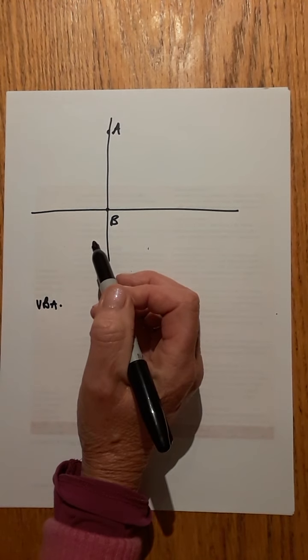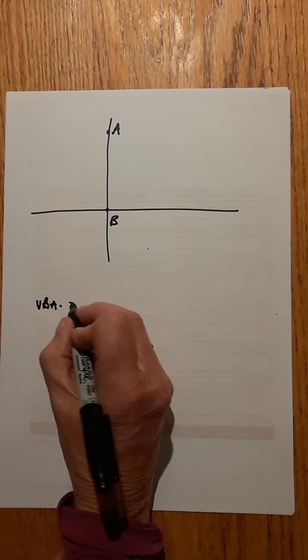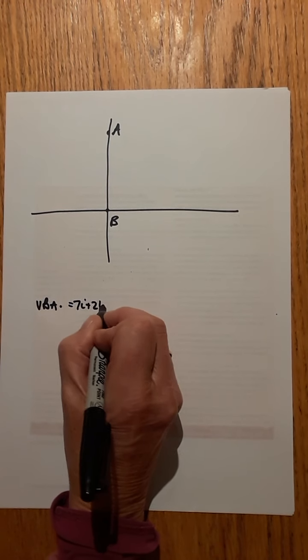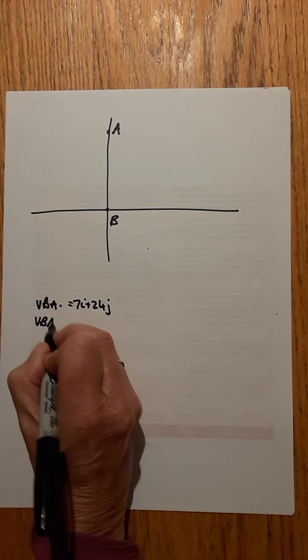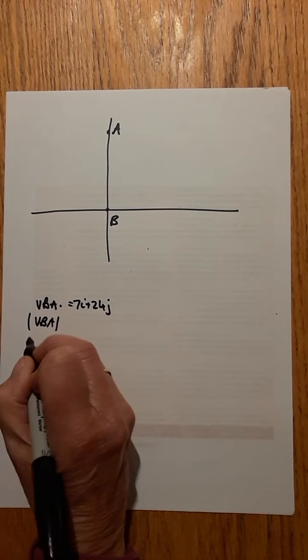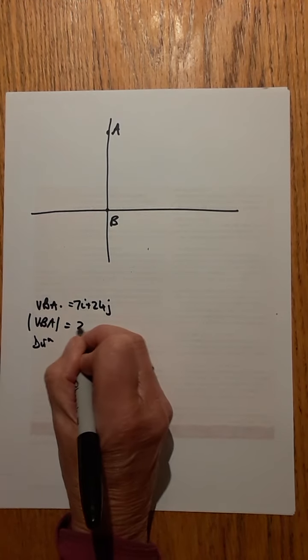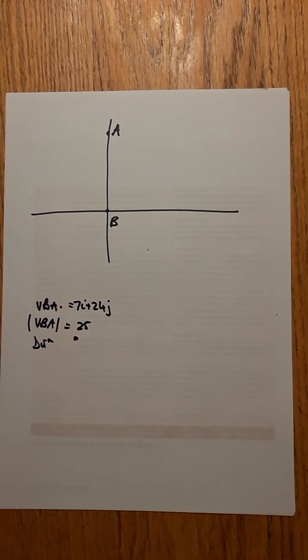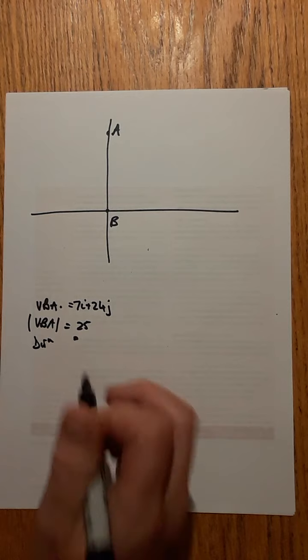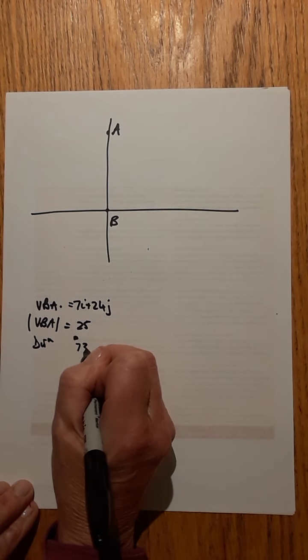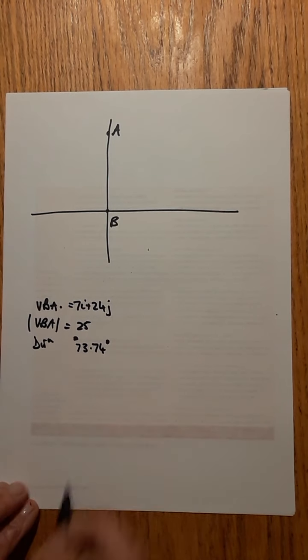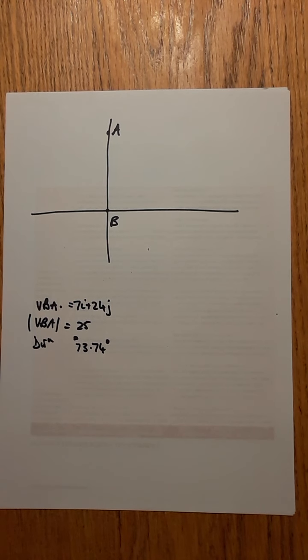And what was it now? VBA was 7i plus 24j. So you found that, and then, of course, you got the magnitude of it and the direction. Your magnitude was 25, and the direction was arctan of 24 divided by 7, which gives you 73.74 degrees, 73.74 degrees to the y-axis.